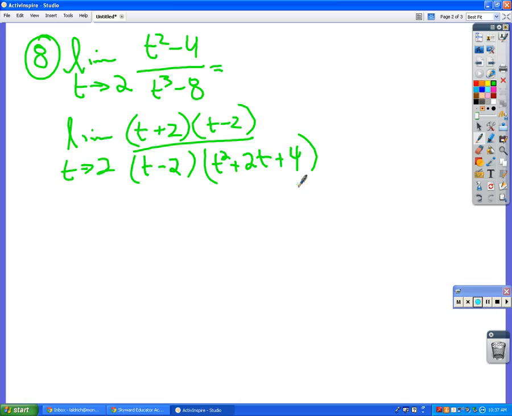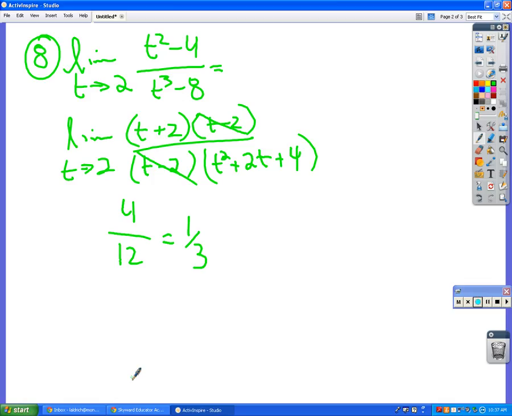All right, so now, okay, the t minus 2's cancel. And then once again, that allows us to substitute the 2 directly in there. So you get a 4 on top, and you get 4 plus 4 plus 4 on the bottom. So that is 1/3, which again, you can get by looking at the graph. And we want to be able to do these algebraically, okay?